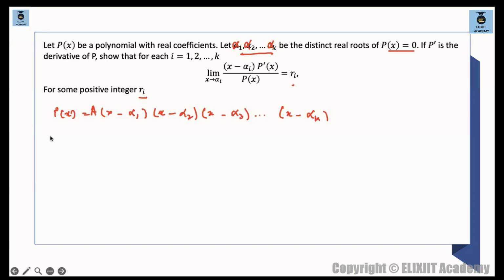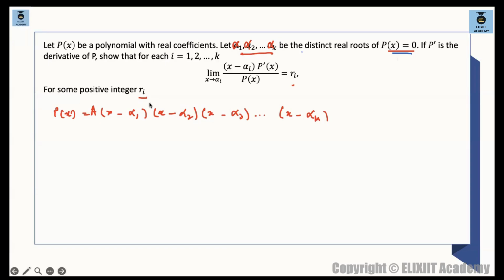Now the main thing you need to understand here is that nowhere have they said that these are the only roots. They have only said that these are the distinct real roots of P(x) = 0. They haven't mentioned that there are no more roots. First of all, you don't know the degree of the polynomial. These roots can be repeating as well.